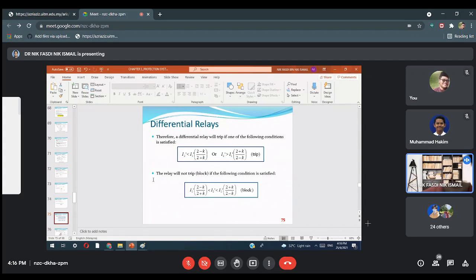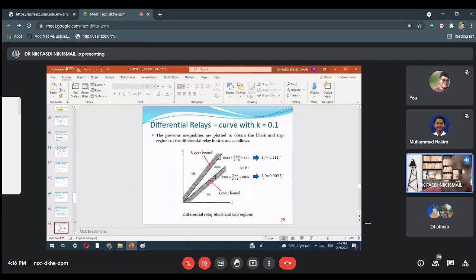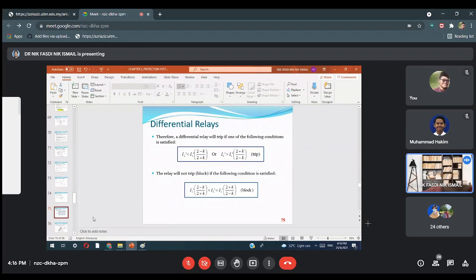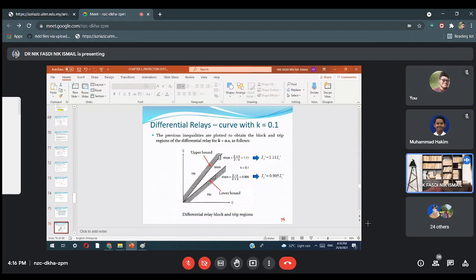What is this used for? Usually we use this if you have a graph. Actually if you look carefully, this is the slope. So the previous inequalities are plotted to obtain the block and trip regions of the differential relay. So for the differential relay, there is also a diagram to show the block and trip regions, like the impedance relay earlier. So for the differential relay, it has this diagram.